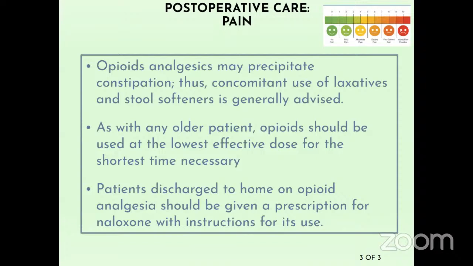Opioid analgesia may precipitate constipation as a side effect, so we have to prescribe a laxative and a stool softener with them. As we said, we have to give the lowest effective dose for the shortest time necessary. When the patient is discharged home with opioid analgesia, you should give a prescription for naloxone with instructions for its use. Naloxone is an opioid antagonist.